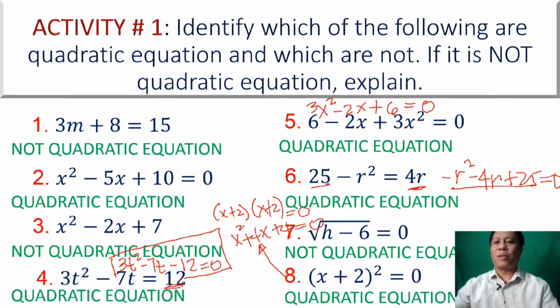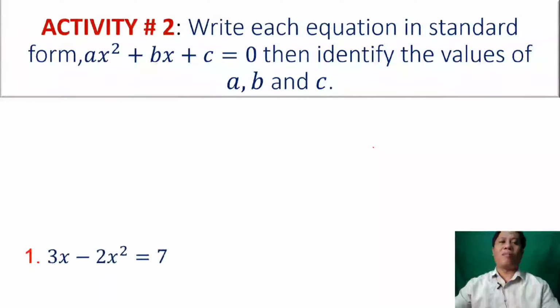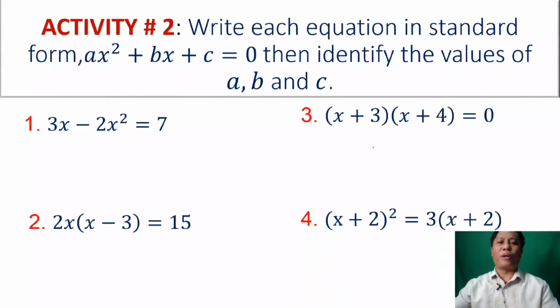Okay, so let's proceed to activity number 2. In activity number 2, you have to write each equation in standard form, ax squared plus bx plus c equals 0, then identify the values of a, b, and c. So the given are number 1, number 2, number 3, and number 4.